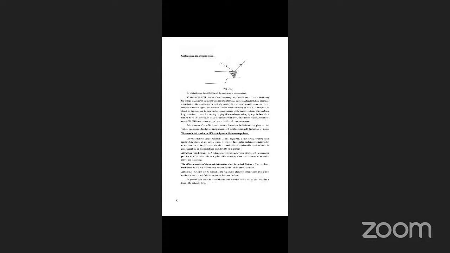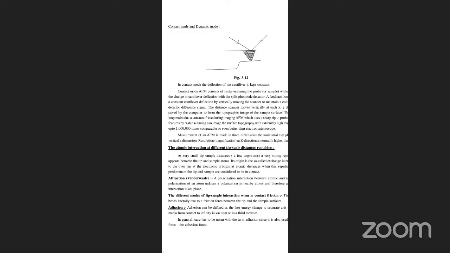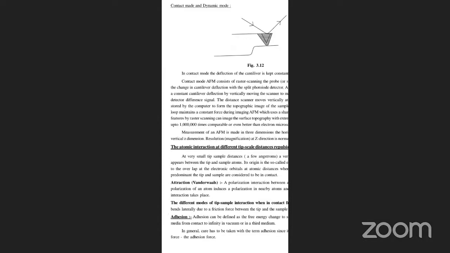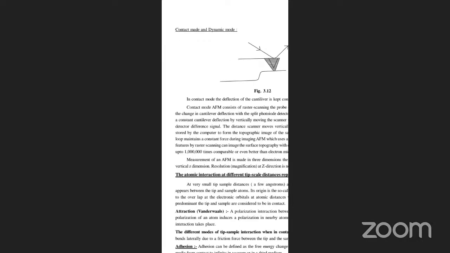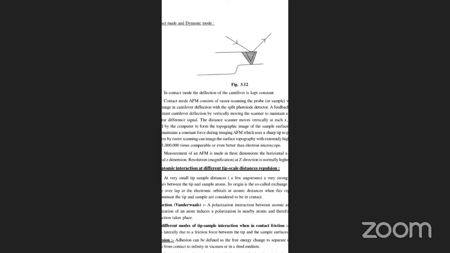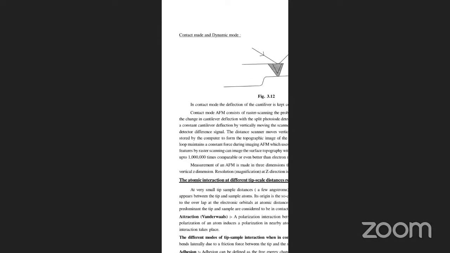Next, contact mode and dynamic mode. In contact mode, the deflection of the cantilever is kept constant. Contact mode AFM consists of raster scanning the probe or sample while monitoring the change in cantilever deflection with the split photodiode detector. The feedback loop maintains a constant cantilever deflection by vertically moving the scanner to maintain a constant photodetector difference signal. The distance the scanner moves vertically at each XY data point is stored by the computer to form the topography image of the sample surface.